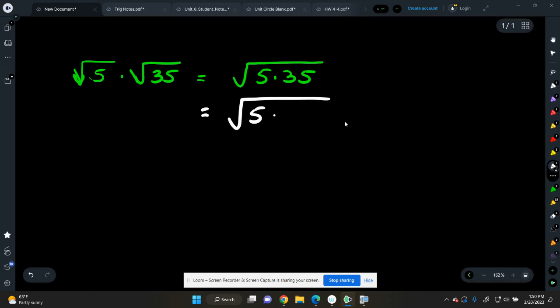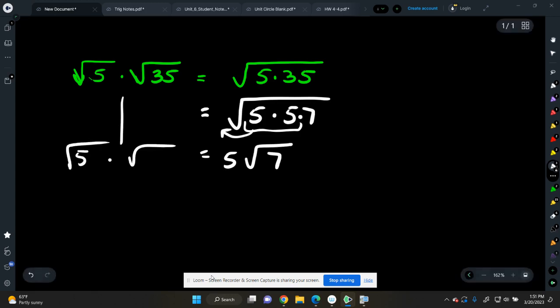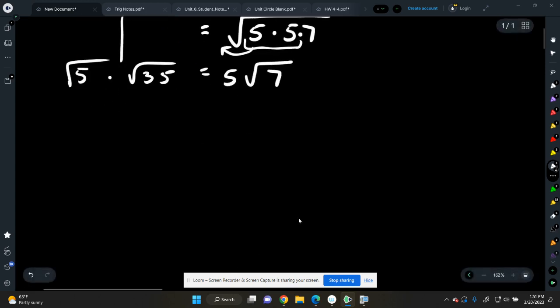So we've got 5. Let's simplify the 35. 5 times 7. Then what happens? 5's go on the outside. Yes, we're going to move the 5's to the outside. So we take our pair and we take them off the train. This ends up being 5 times the square root of 7. That's what the square root of 5 times the square root of 35 equals. Okay, let's do another one.